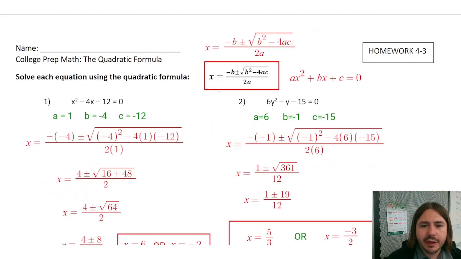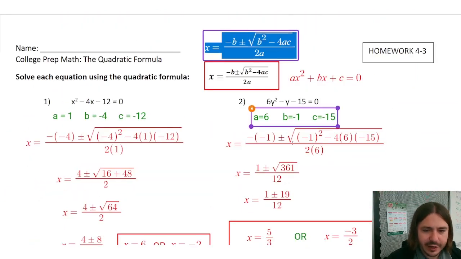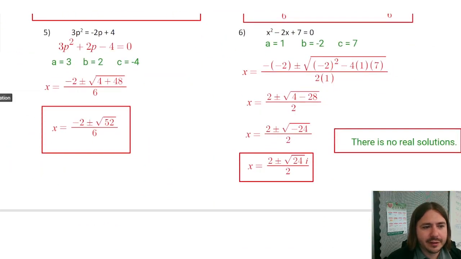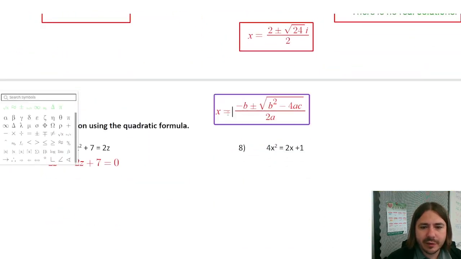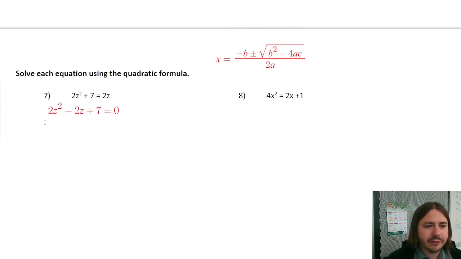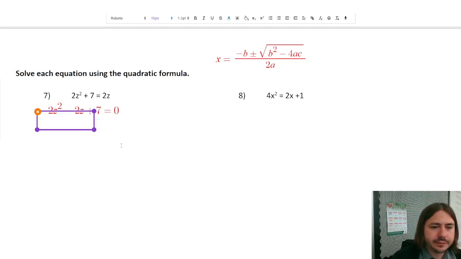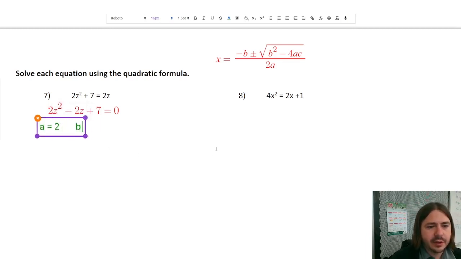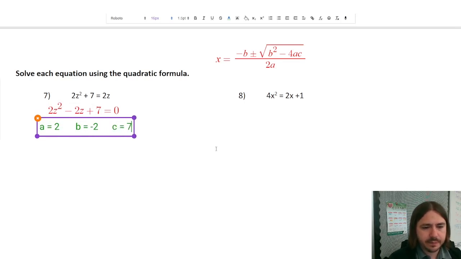Now, we're already on page 2 here, so I think what I might do is copy all this down here, and that way I don't have to scroll up so far every time I want to use it. So here, I need to identify what a, b, and c are. So a is 2, b is negative 2, c is 7.